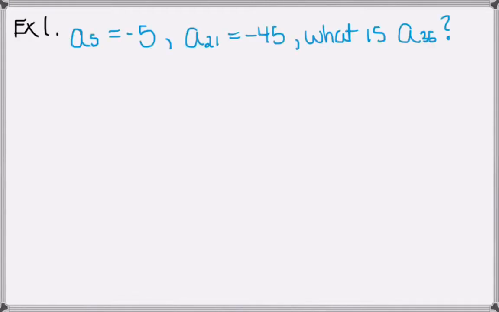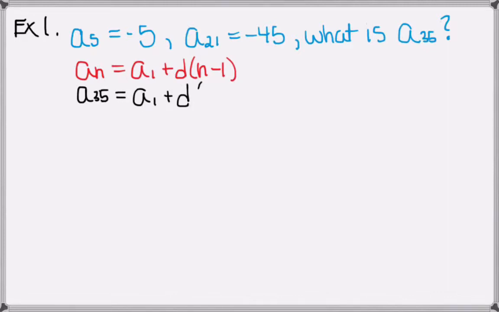If we know that a sub 5 is equal to negative 5 and a sub 21 is equal to negative 45, then what is the value of a sub 35? For this problem, I know I'll need to use the general form for a term in an arithmetic sequence. If I want to find a sub 35, that means I plug in n is equal to 35. But I won't have the value of a sub 35 until I know what a sub 1 is and the value for d.